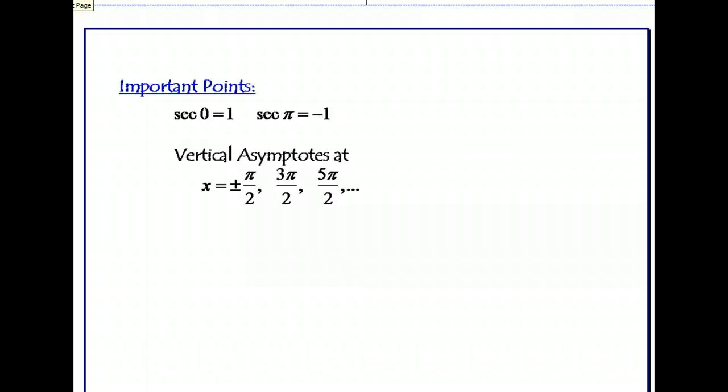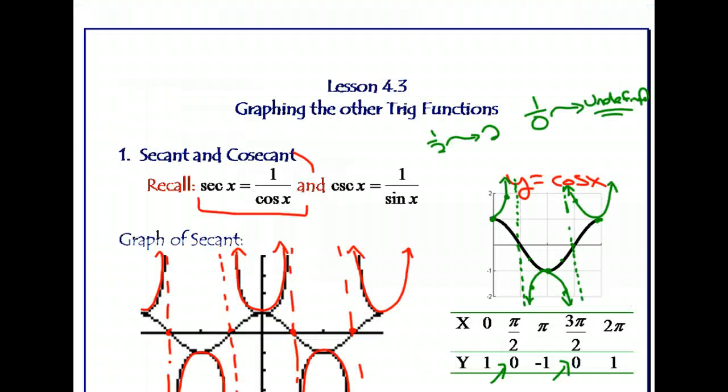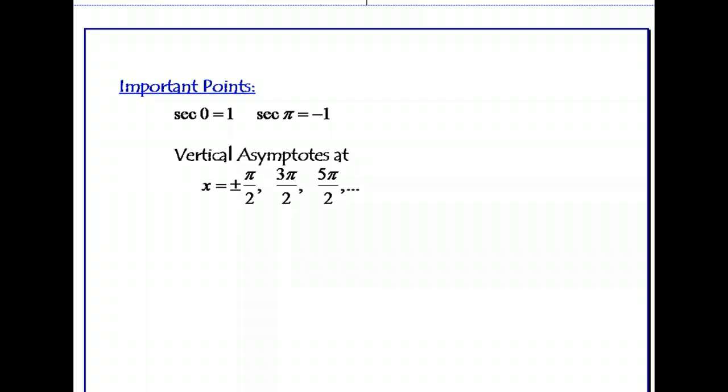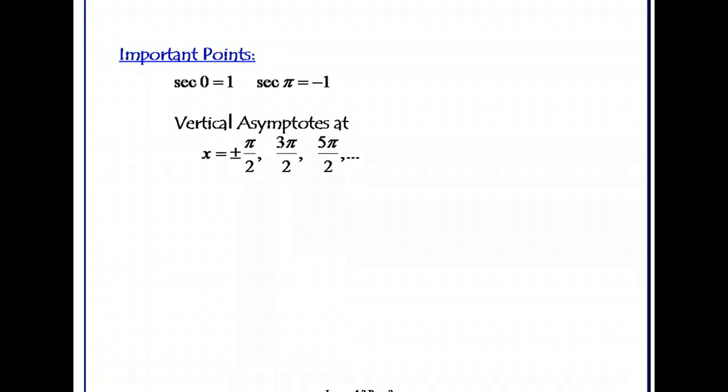Some key points for a secant graph. You might want to write these down, or you might just want to go back to your cosine graph and say, oh, I get all my key points from knowing my cosine graph right here. But let's just look at them anyway. Okay, what is the cosine of 0? It's 1. So what's the secant of 0? It's 1. What's the cosine of pi? -1. What's the secant of pi? -1. That's just reciprocals. I could have put 2 pi on here also, I guess, for another key point. Secant of 2 pi is the same as the cosine of 2 pi, which is 1.